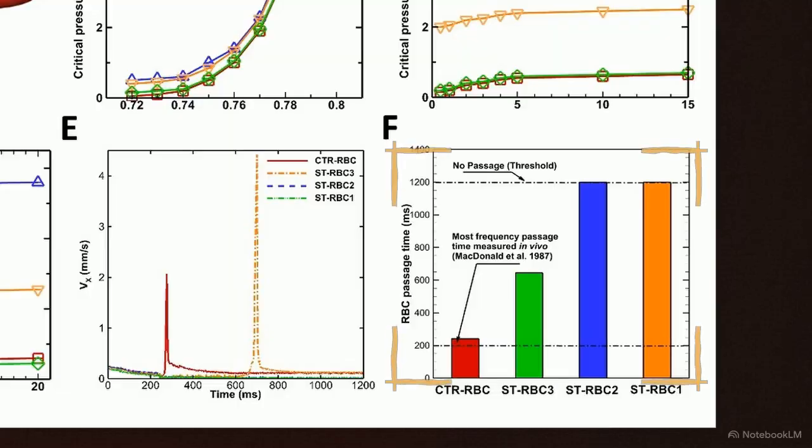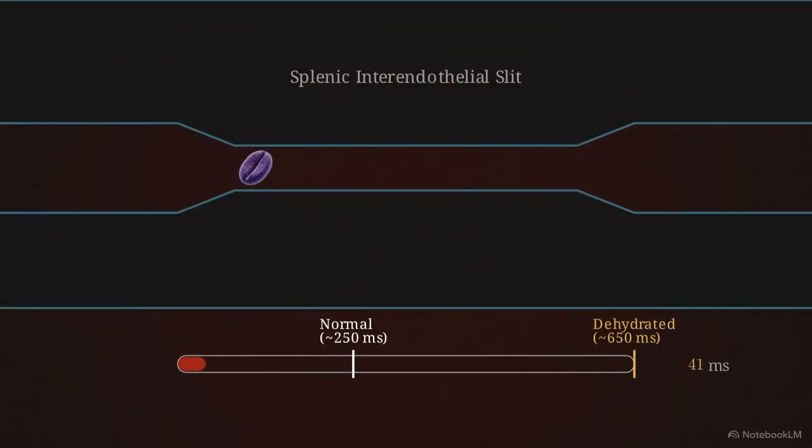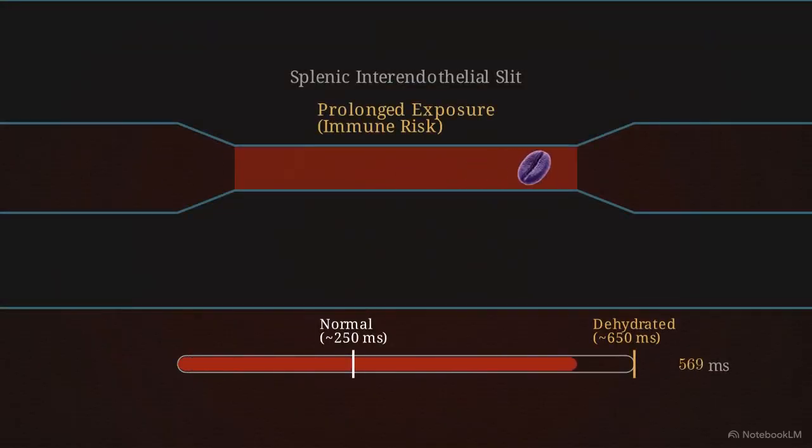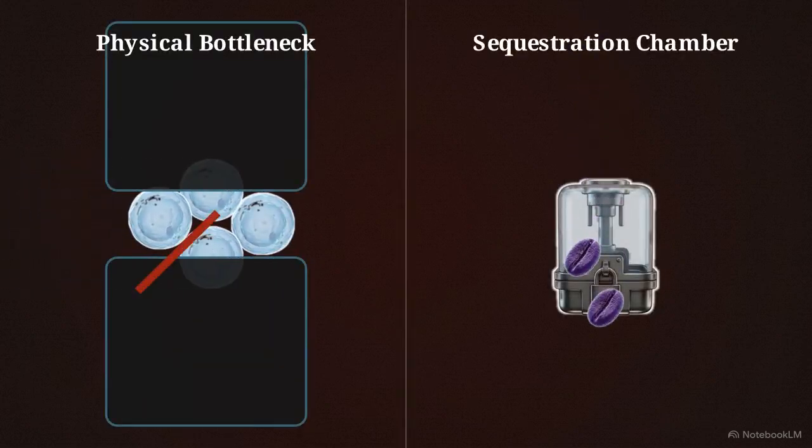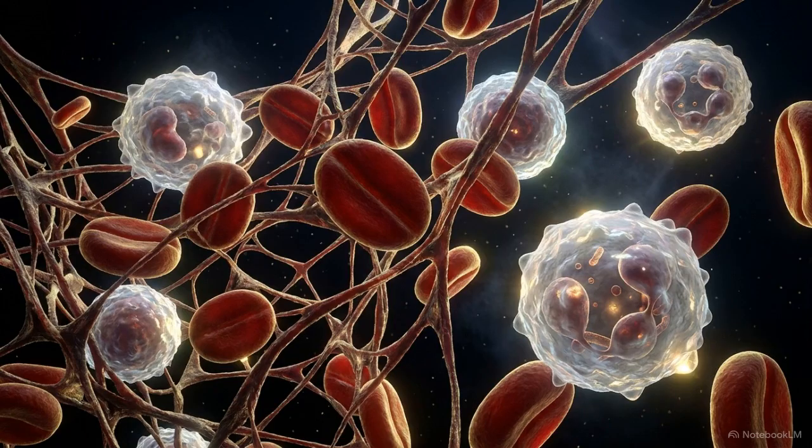This bar chart measures the exact transit time of that crossing. The rigid cells clear the slit, but they take nearly 3 times longer to do so than a healthy cell. That slow transit time leaves the cells exposed inside the spleen for so long that the organ's resident macrophages recognize them as defective and quietly consume them. For patients carrying dehydrated cells, the spleen isn't causing a dangerous bottleneck. It is a vital, functioning holding pen, deliberately trapping and destroying stiff cells before they can cause damage elsewhere.